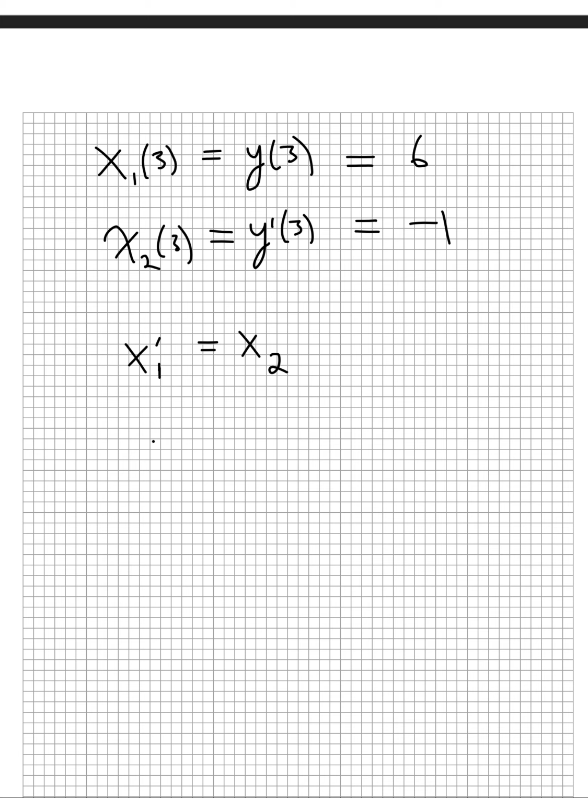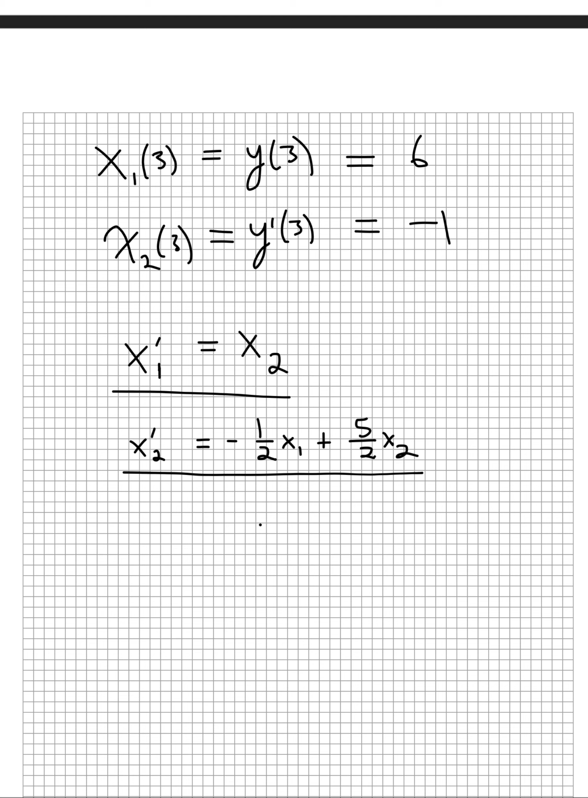And also, x prime of 2 is going to equal minus 1/2 x1 plus 5/2 x2. And there we have it. You know where this comes from. We just derived this, and this comes from the definition that we created with the change of variable.